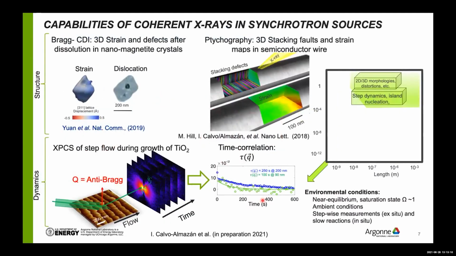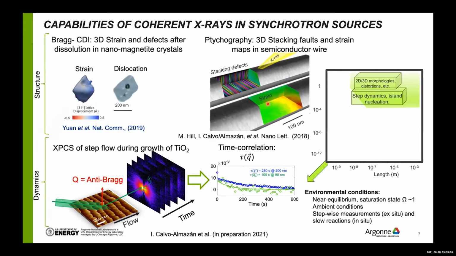Now, in current synchrotrons, CDI can be used, for instance, to map the 3D strain and defects of nano-sized crystals, like these nanomagnetite crystals, which have been partially dissolved. Or as I mentioned before, with tychography, we can map in 3D the stacking faults and the strain of semiconductor wires, which are in the micrometer length scale.